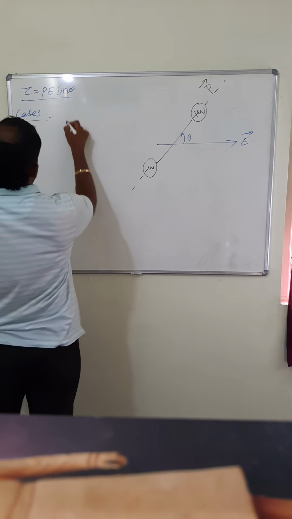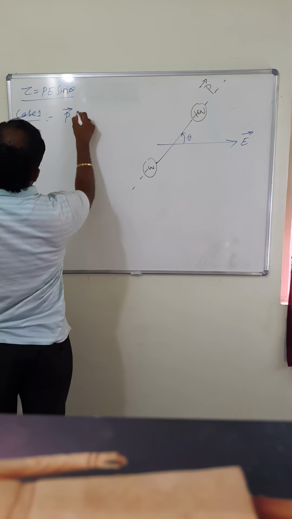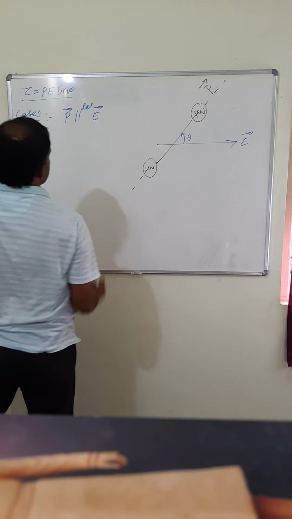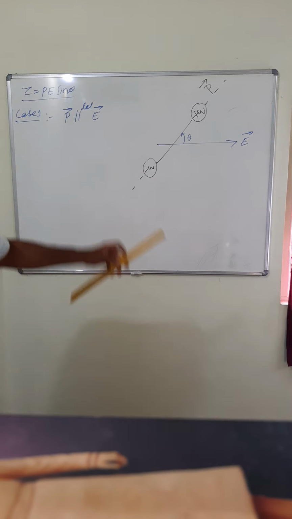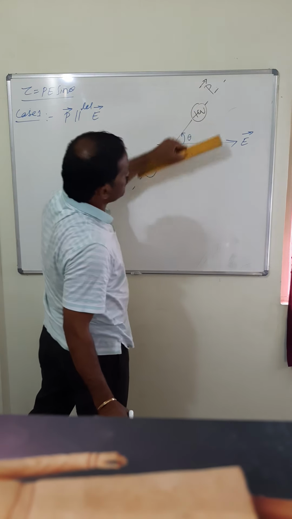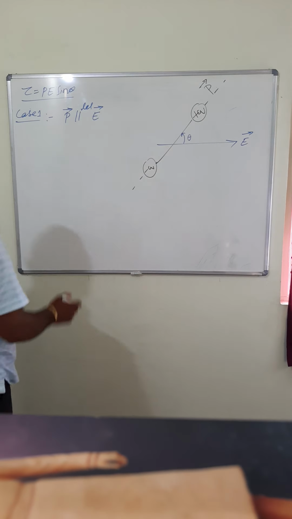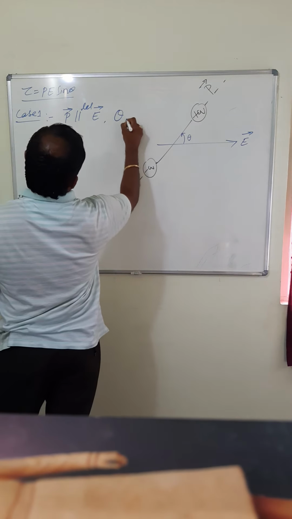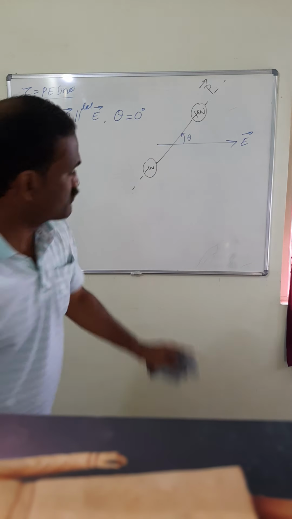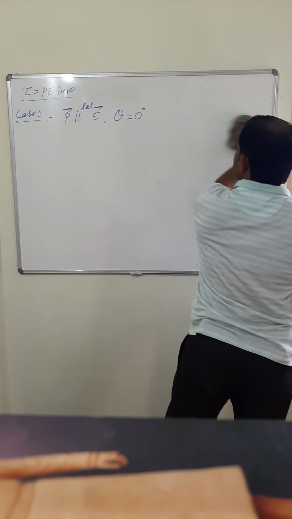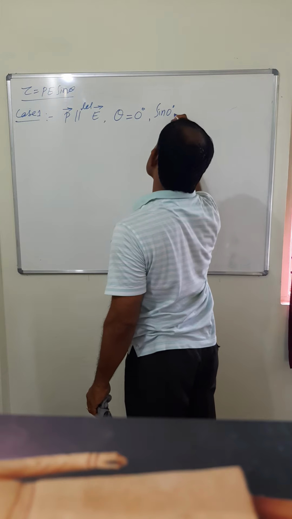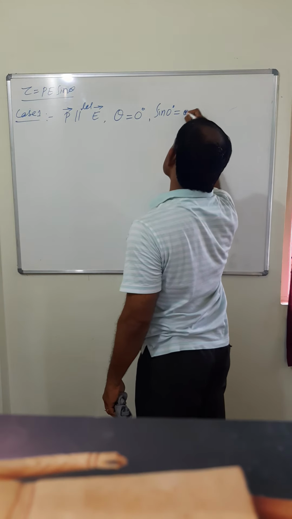See here, if dipole moment is parallel to the electric field. Dipole moment is parallel to electric field. See, this is the direction of dipole moment. Dipole moment is parallel to electric field means theta is approaching 0. Therefore, theta is equal to 0 degree. Then if theta is 0, sine of 0 degree. What is sine 0 degree? Sine of 0 degree or sine of 0 radian is 0 only.